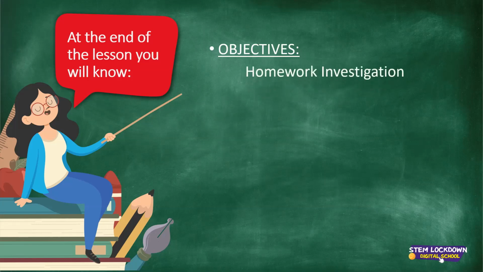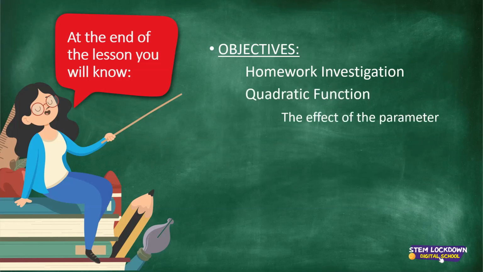Okay, so what are we doing in today's class? I gave you a homework investigation and asked you to create a summary for me on the impact of A and Q on the parabola graph. And what we're jumping into today, in our quadratic function, is the effect of the parameter. The parameter is an additional piece of your calculation, a piece that you did not do in grade 10. So we're going to jump into that as well.